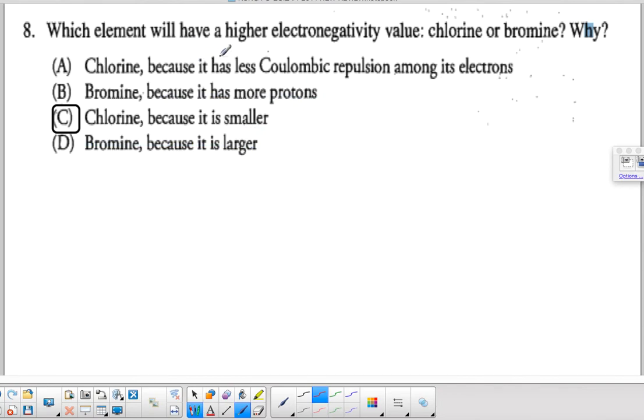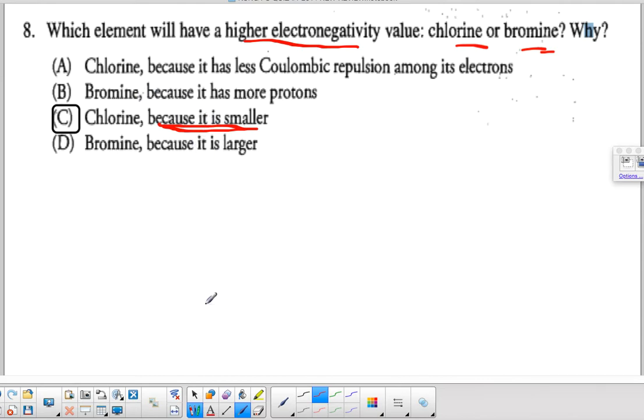Next one. Which element will have the higher electronegativity value, chlorine or bromine, and why? Well, basically, chlorine. For electronegativity, the easier it is to attract electrons, again, it talks about the Coulombic effect. The smaller your radius, the tighter you're going to be able to pull electrons in a bond. So like fluorine is extremely small.